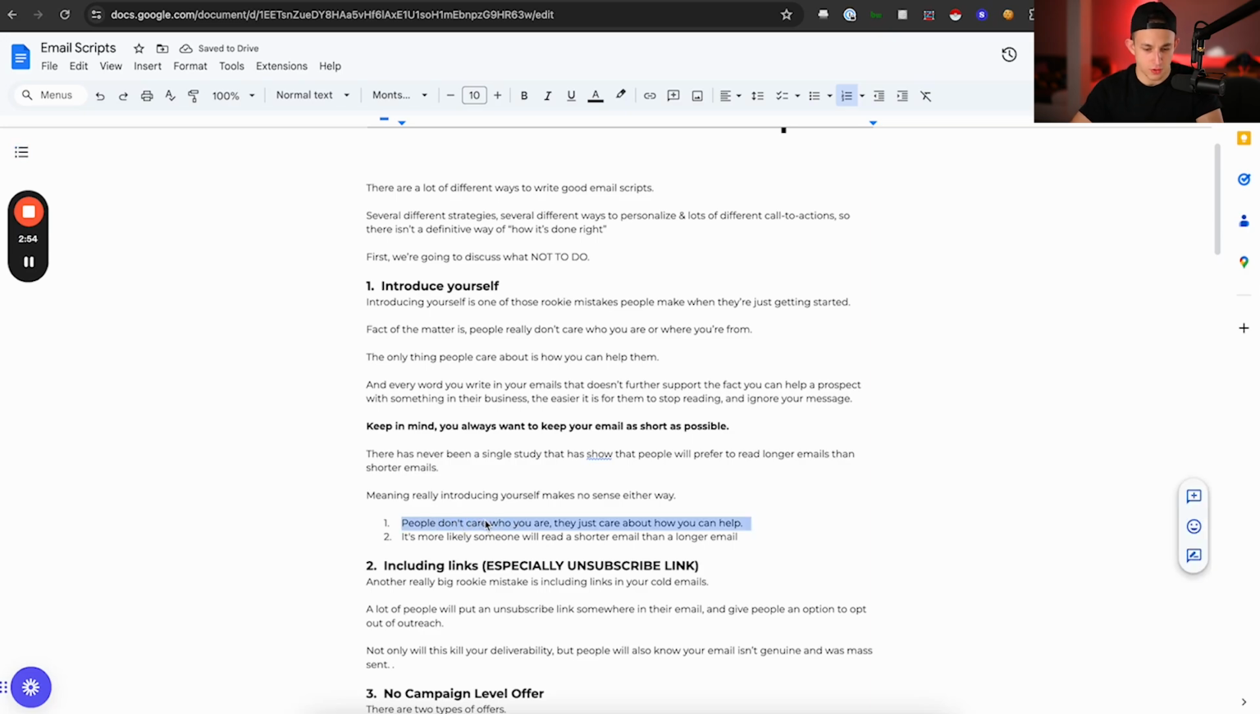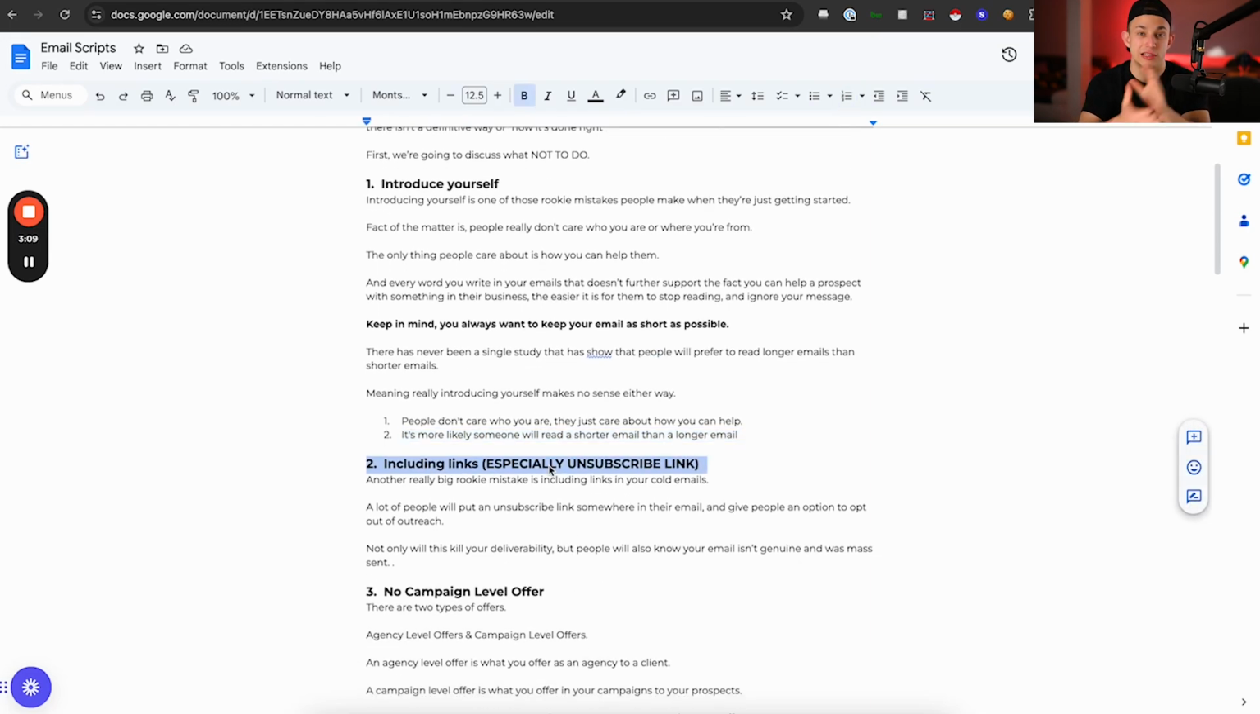Now, introducing yourself really doesn't make sense either way, right? First of all, people don't care who you are, meaning if you're not telling them how you can help them, they don't care. And second of all, it's more likely that someone's going to read a shorter email than a longer email, meaning both these points support the fact that you should not be introducing yourself, okay?